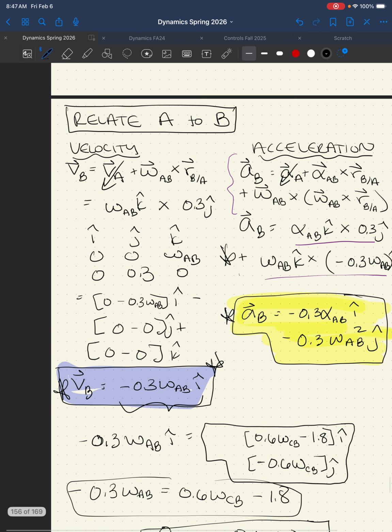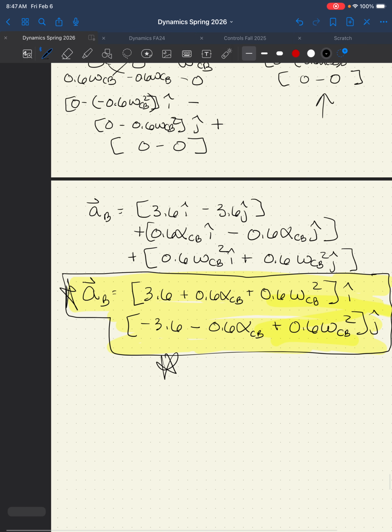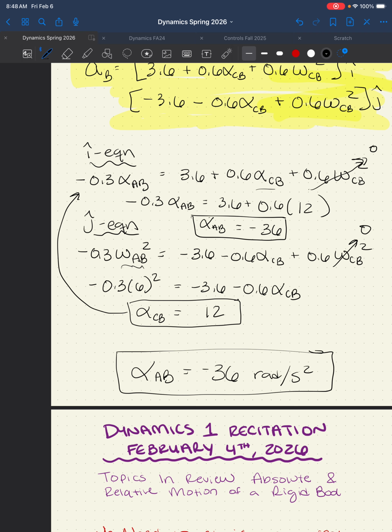Okay, now let's go back and make sure we have what the problem is asking us for. So, determine the angular acceleration of link AB if link CD has the angular velocity and angular deceleration shown. So I want alpha AB is what I really wanted to know from this problem. So let's make that one abundantly clear. So alpha AB equals minus 36 radians per second squared. And that's the end of that problem.